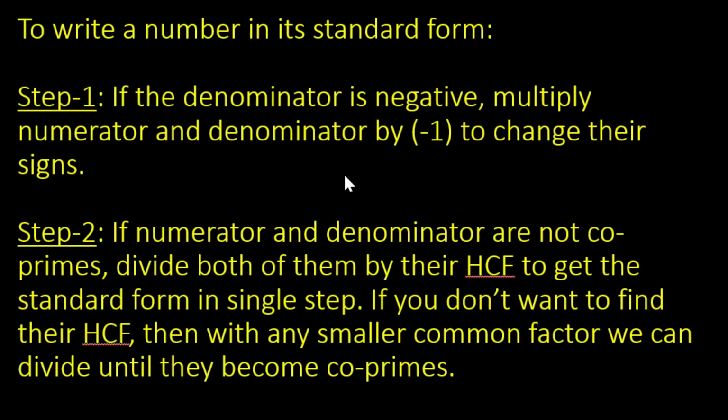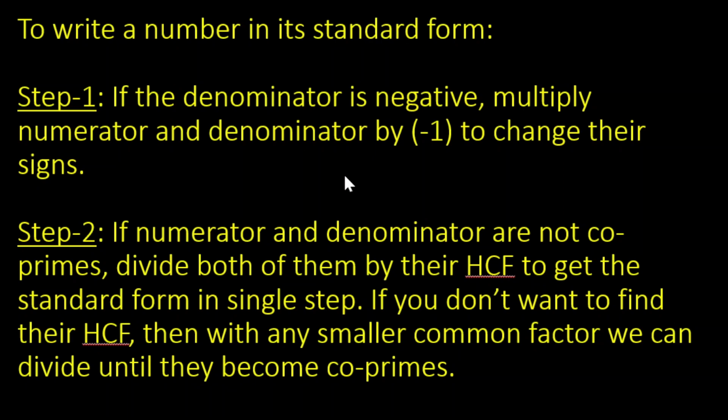To write a number in its standard form, we need to follow two steps. Step number one is, if the denominator is negative, multiply numerator and denominator by -1 to change their signs. So if you multiply by -1, then the denominator will become positive. But if the denominator is already positive, we can skip step number one. Now step number two, if numerator and denominator are not co-primes, divide both of them by their HCF to get the standard form in a single step. But if you don't want to find their HCF, then with any smaller common factor, we can continuously divide until they become co-primes.